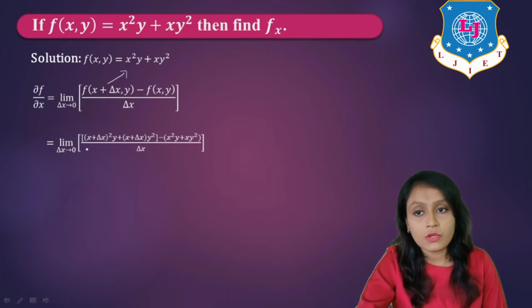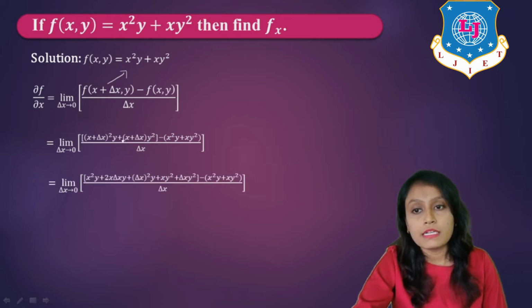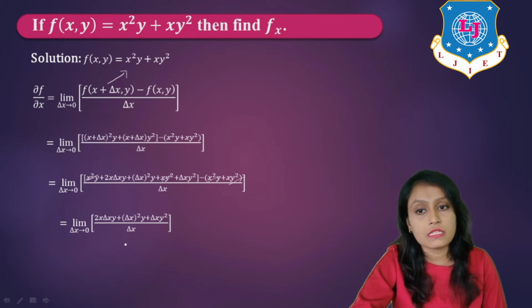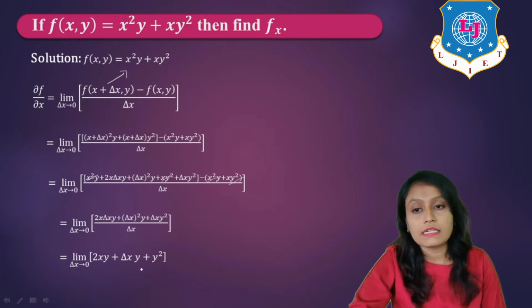Now we will expand this, multiply y and y square inside, and simplify it. On simplification, this x square y will get cancelled and this xy square also will get cancelled, and what remains is written here. Now take delta x common from the numerator, it will cancel with the denominator, and what will remain is limit delta x tends to 0 of 2xy plus delta x y plus y square. Now apply this limit: in place of delta x, write 0, so this term will be equal to 0. So what we have is 2xy plus y square. So this sum we have solved using the definition method.